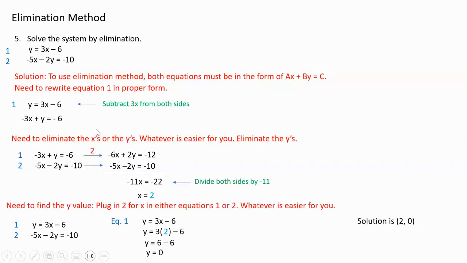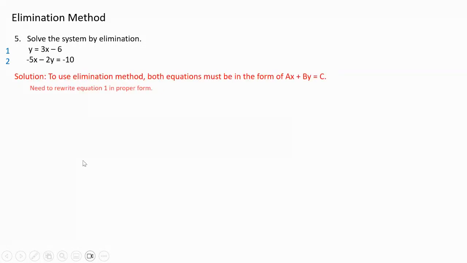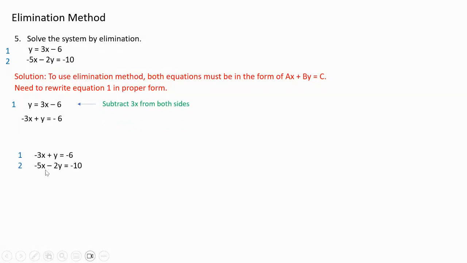But now let's pretend that you don't want to do it this way. That instead of eliminating the y's, you want to get rid of the x's. So again, we do the same thing as the previous slide. Let's write it in proper form, just as we did before. Now let's say you want to get rid of the x's. You notice it's going to require more work, because they're both negative, so one has to be positive. That means one I need to multiply by a negative and the other by a positive.